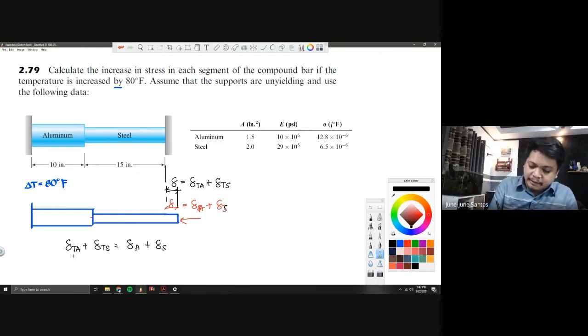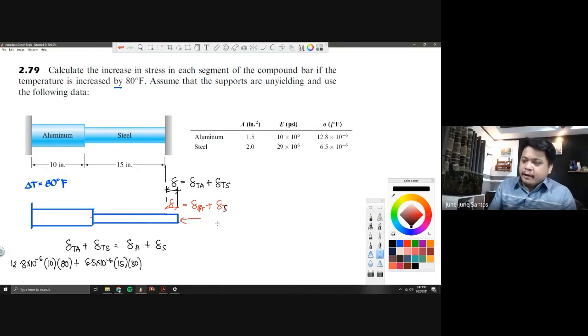And then, we have alpha for the aluminum. So, we can have it as 12.8 times 10 to the negative 6. Our L for the aluminum is 10. Delta T is 80. Okay, alpha L delta T plus for the steel 6.5 times 10 to the negative 6. The L of steel is 15. The delta T is 80. Okay?